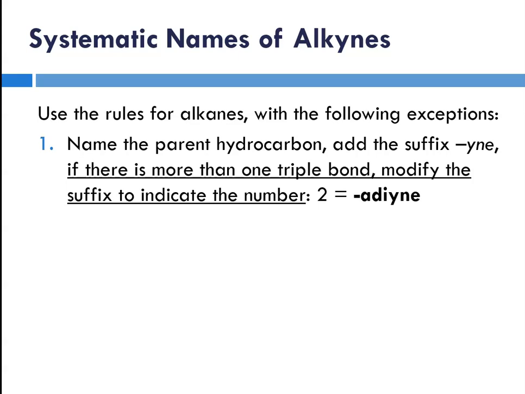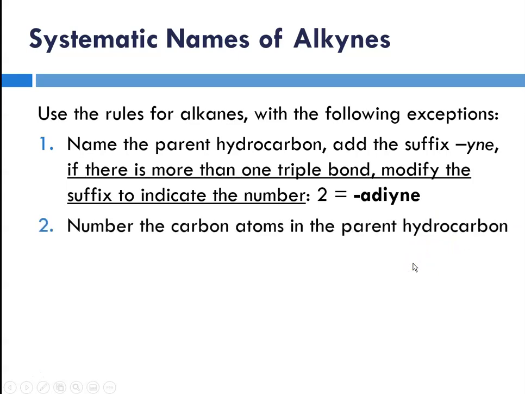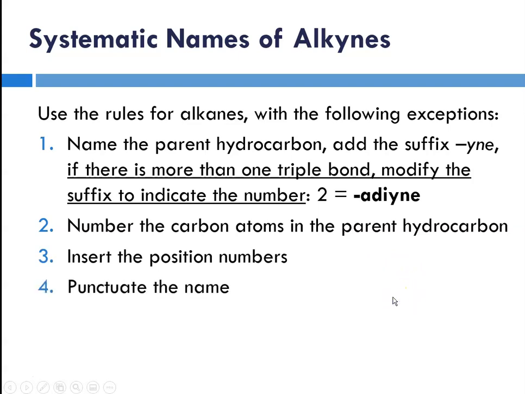If there is more than one triple bond, you would again modify the suffix and make it a diyne. So again, if it was a four-carbon chain and there were two triple bonds, it would be butadiyne. And the numbering, I should mention, you always want to number any of these unsaturations, whether it's a double or triple bond. You number the carbons such that the double or triple bond has the lowest possible number. So you number the carbon atoms in that parent hydrocarbon, you insert your position numbers, and you punctuate the name.